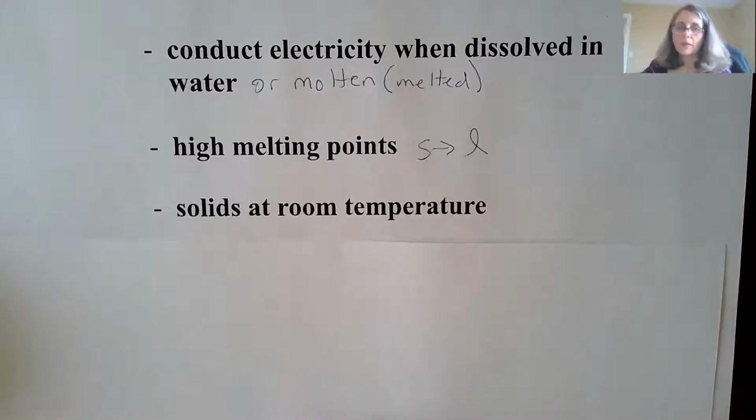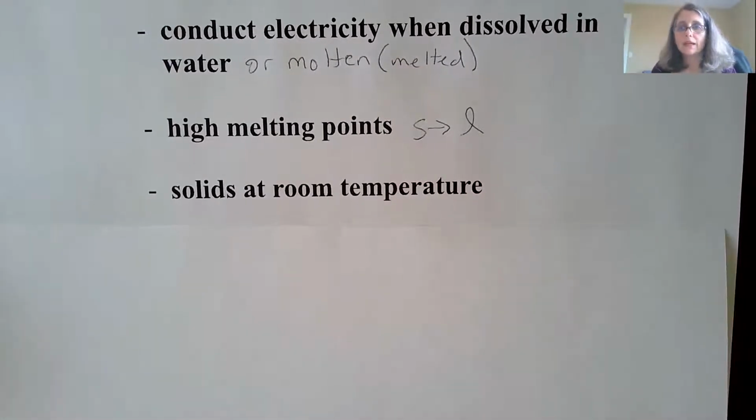Now, the reason I'm talking about melting points is that ionic compounds are all solids at room temperature. There are no exceptions. So they're not liquids and they're not gases at room temperature. And that will be a distinguishing property between ionics and covalents.